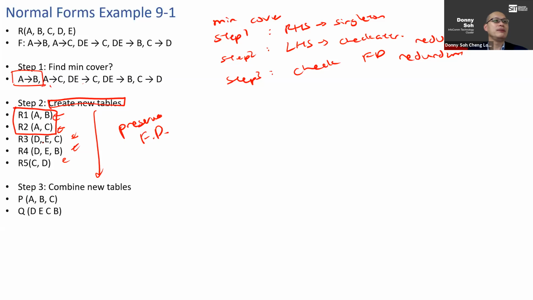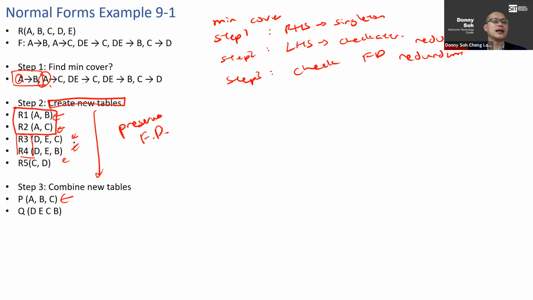So I have A, B, and C because I have both on my left hand side. So this will come out with this new table. So I can also combine these two tables: DE implies B, DE implies C, D implies B. I can also combine these two tables.